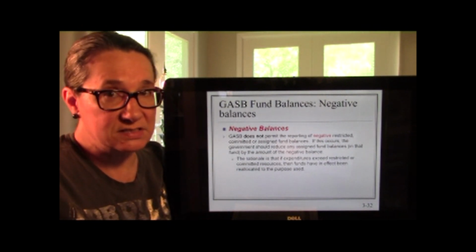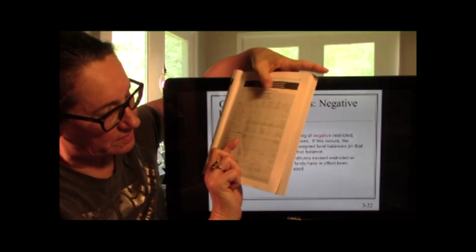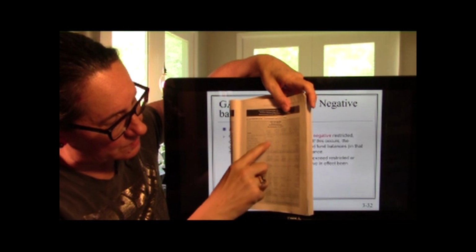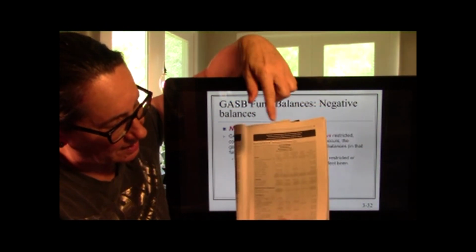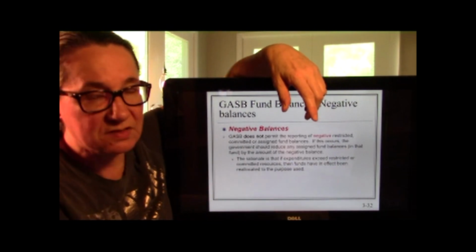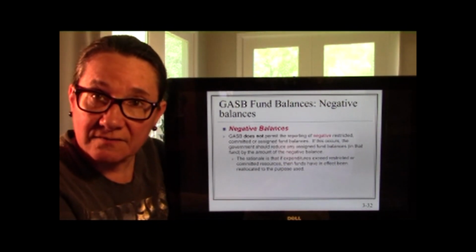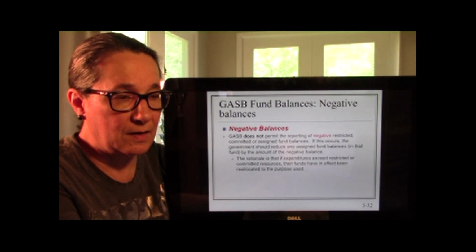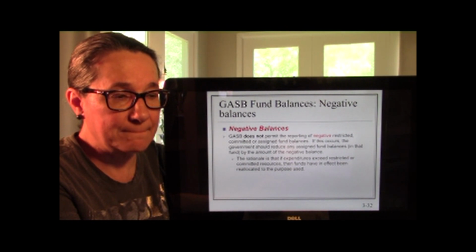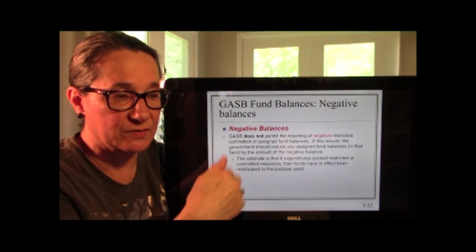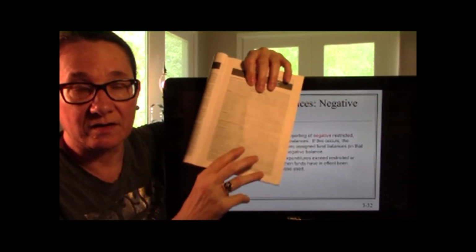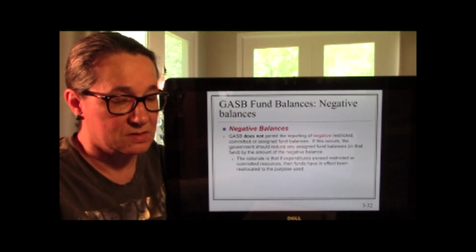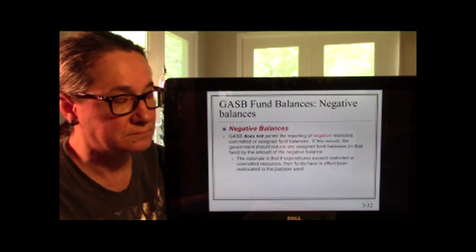You will not see reporting of a negative balance in a fund, right? So when you're looking at this, it's possible that your liabilities could exceed your assets, but you can't report a negative balance in the fund. Any negative amount goes over to the unassigned fund balance over here. All right, so it'll be under the general fund. So that's how that goes. All right.